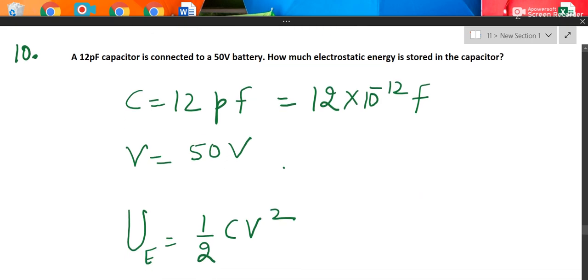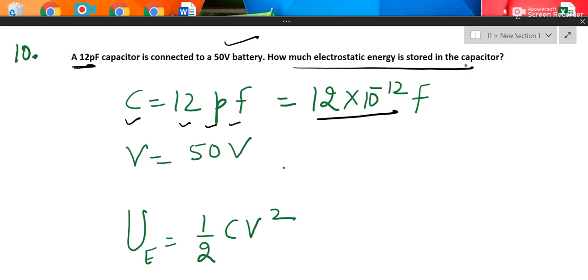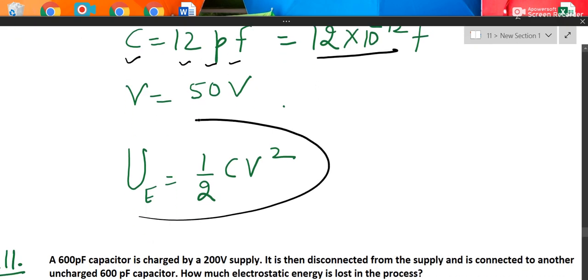Now question number 10. A 12 picofarad capacitor. So, capacitance is 12 picofarad. Pico is this much, 10 to the power minus 12. Voltage is given. We have to find the electrostatic potential energy stored in the capacitor. So this is a direct application of your theory topics. The electrostatic potential energy stored in the capacitor is given by the formula half CV square. Substitute the capacitance, substitute the voltage, and you'll get the answer.